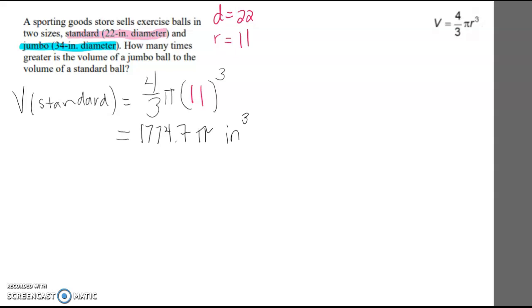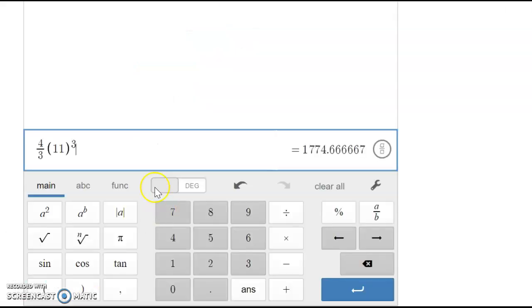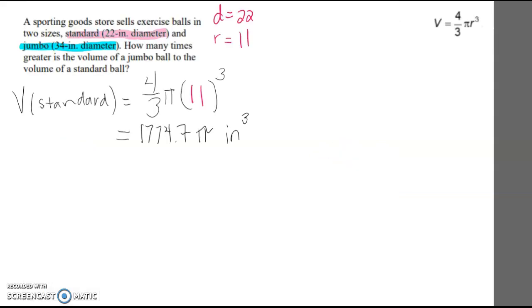For our example here, because we're estimating how many times greater the volume of a jumbo ball is, we're actually going to plug in that pi. So we're going to go back to our calculator and multiply this by pi. I get 5575.2. I'm actually just going to round it to the nearest whole number, and we're just going to write it as 5,575.